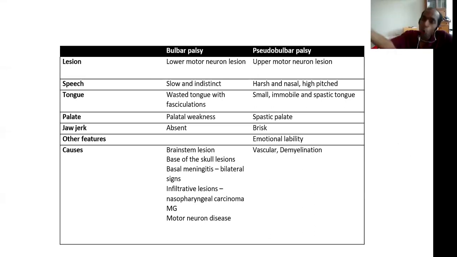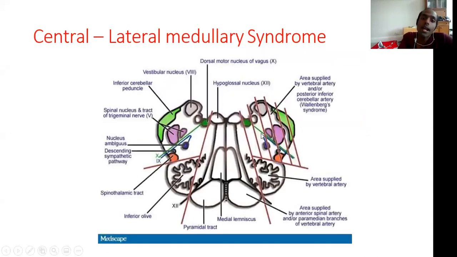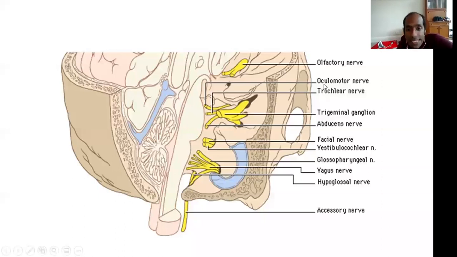If you get a lower motor neuron lesion of these cranial nerves, you get something called bulbar palsy. And there you have wasting of the tongue, fasciculations of the tongue, palatal weakness, and an absent jaw reflex. To be very simple, the lesion could be in the medulla, for example, something like lateral medullary syndrome, extending right up to the exit point from the skull base.